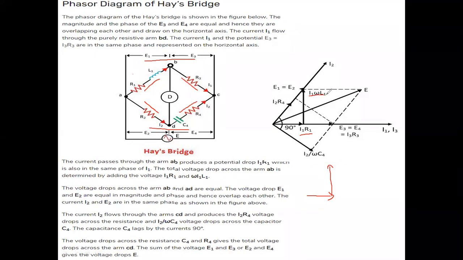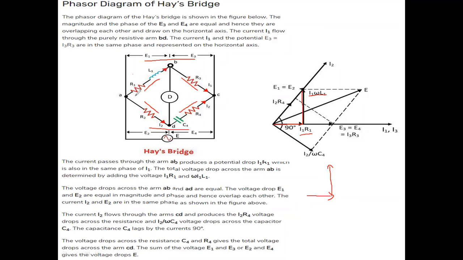I1 into j omega 1 is represented here. We have drawn the voltage drop across path A to B with respect to resistance and with respect to the inductance. So there is a second voltage drop.